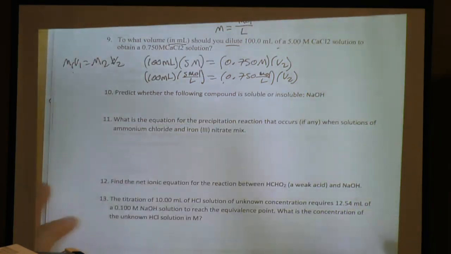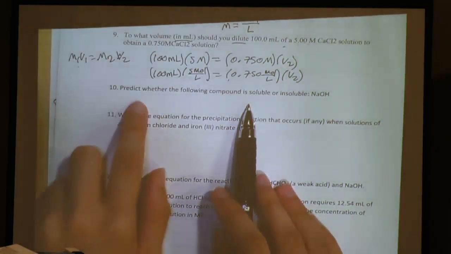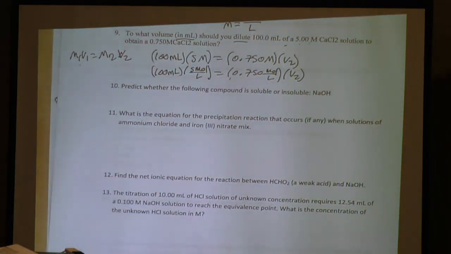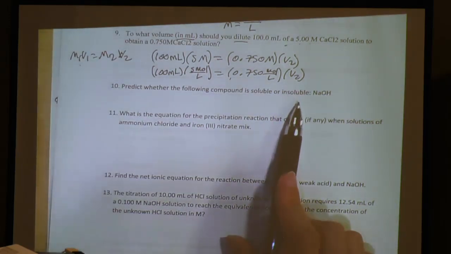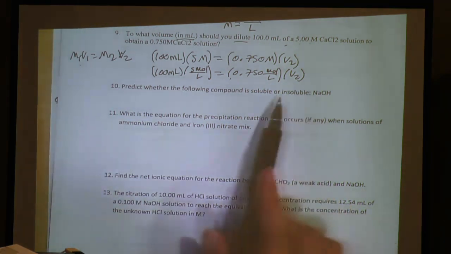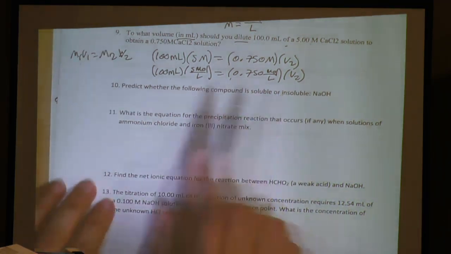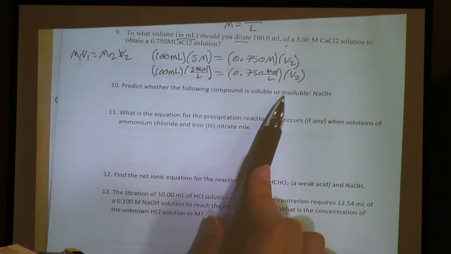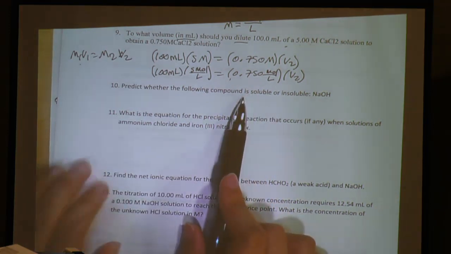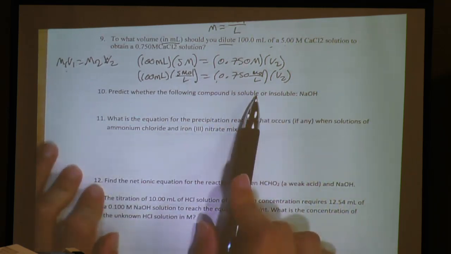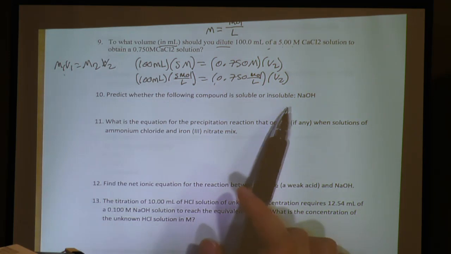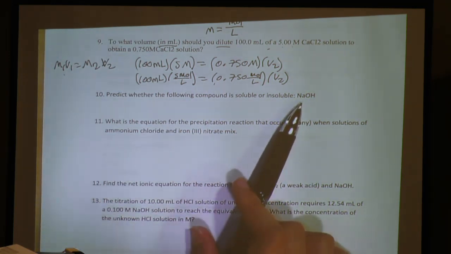So, let's see. Predict whether the following compound is soluble or insoluble. So, there's a whole solubility rules table that for some students in the class you have to memorize, but for other students it will be given to you. But what's a little shortcut here, without having to completely memorize the solubility rules table? What is NaOH?